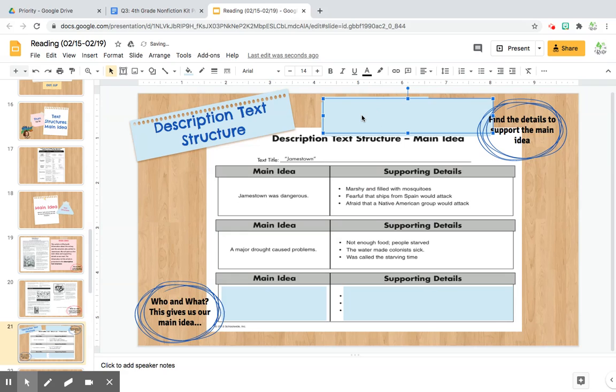Not enough food, people starved, the water made them sick. They referred to this time as the starving time. That's how we knew that they were in big trouble, okay?